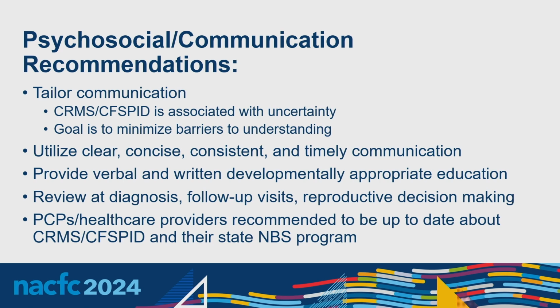And then the final category are psychosocial and communication recommendations. So I'll start by reading them through and then summarizing the highlighted points. So the recommendation is for people with CRMS CFSPID that healthcare providers assess and consider social determinants of health that can influence the understanding and psychological impact of a CRMS CFSPID diagnosis and tailor communication appropriately. The next is that healthcare providers tailor communication about CFTR variants based on shared decision-making to minimize psychological, cognitive, and other barriers to processing and understanding genetic information.